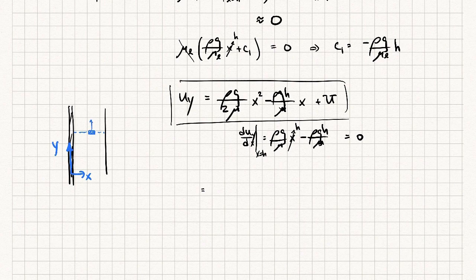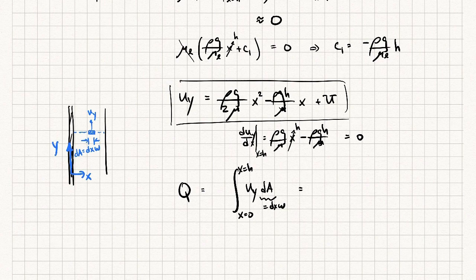This is my u_y. That little area is going to be dx times the distance in and out of the page. I'll just call it w. Okay, so that's my little bit of area. So the volumetric flow rate through that little area will be u_y times dA, which is just dx times w. And I'm going to integrate that as x goes from 0 to h, and that will give me my volumetric flow rate.